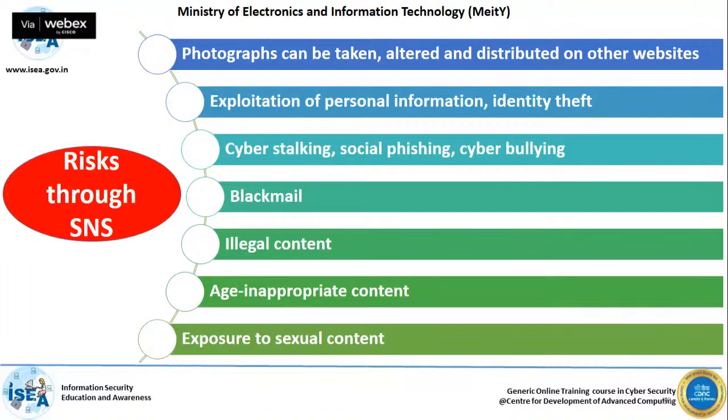Exploitation of personal information, like identity theft. I just showed you that your mobile number, email address, house address, and thumb impressions are available. Someone can make an identity and do such things, right? Cyber stalking and bullying: someone can bully you by using that information. They will try to blackmail you, leading to mental harassment and frustration. And as you all know, it leads to blackmail and illegal content.